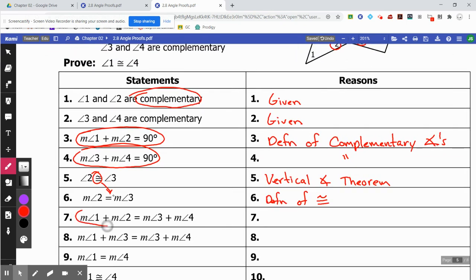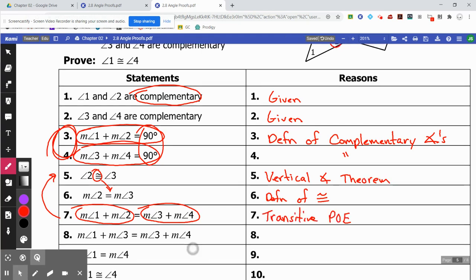Angle 1 plus angle 2 is equal to angle 3 plus angle 4. Now, why is that true? They actually combine statement 3 and 4. Now, the order here is not important. I would have probably put this step actually right after 3 and 4. But 1 and 2 add up to 90, 3 and 4 add up to 90, so if they both add up to the same amount, if A equals B and B equals C, then A equals C. That is your transitive property.